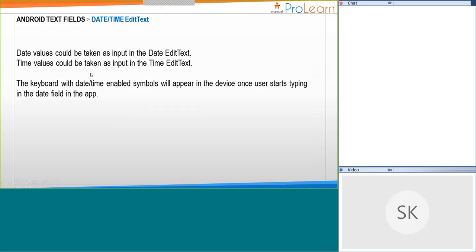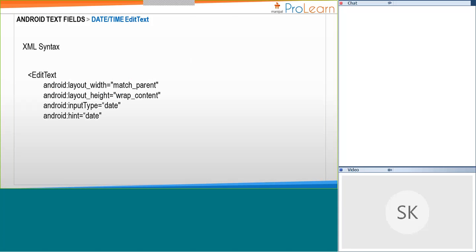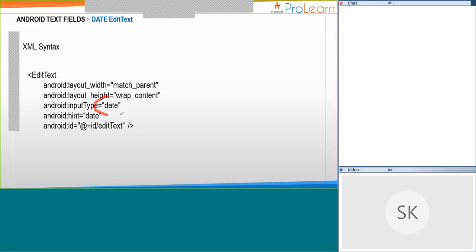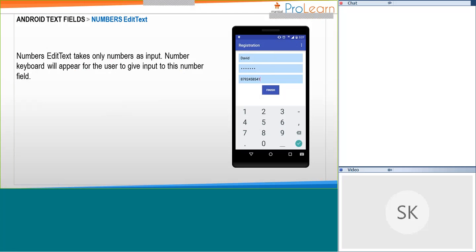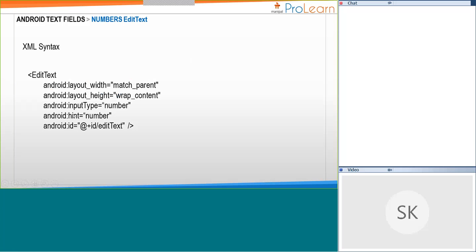Next is date values, date and time. You just need to set the input type as date or time. See, like this. You just need to set the input type as date or time. See, this is an example for time. Next one is numbers. You can set the input type as number. So only numbers can be entered.